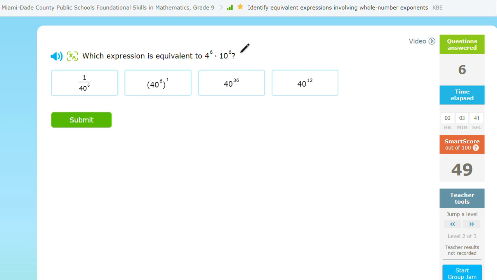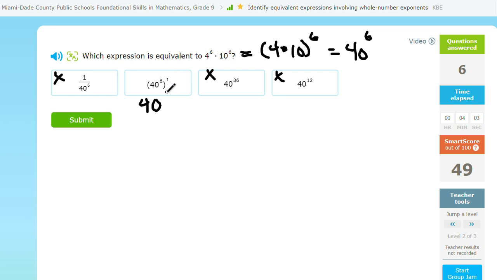Same thing here. We have 4 to the 6 times 10 to the 6, same exponent. So that means we're doing 4 times 10, and we're raising that to the 6th power. 4 times 10 is 40 to the 6th power. So that's wrong, that's wrong, that's wrong. 40 to the 6 times 1 is this one, because you have power to a power. So that's really 6 times 1, and 6 times 1 is 6. So it's 40 to the 6th power. So this is the only correct option, 40 to the 6th power.